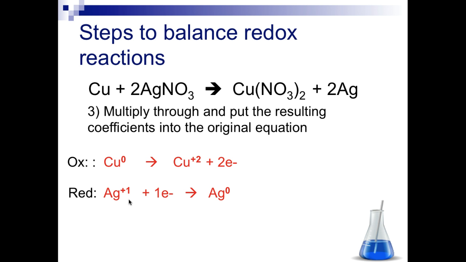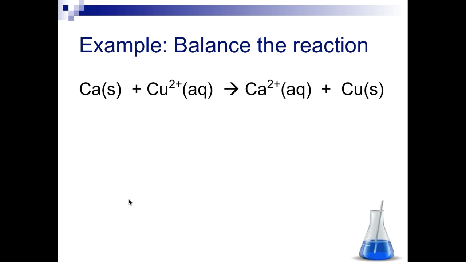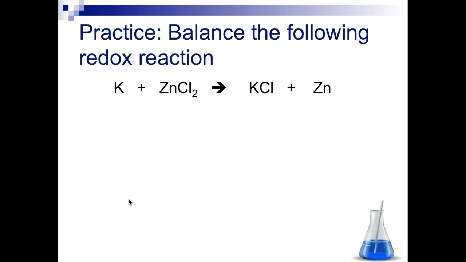So let's look. Here are two equations. We have to multiply the top one by 1 because that's the amount of electrons that the redox had, and we have to multiply the bottom by 2 because we want our charges to be equal. Remember, now mass and charge are conserved. So let's look at what happens when we balance this redox reaction.